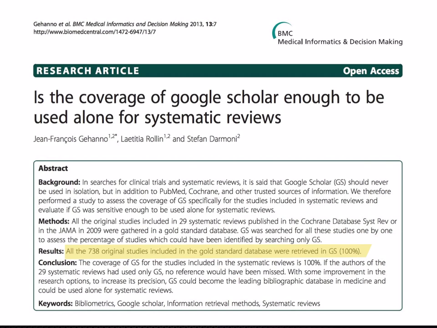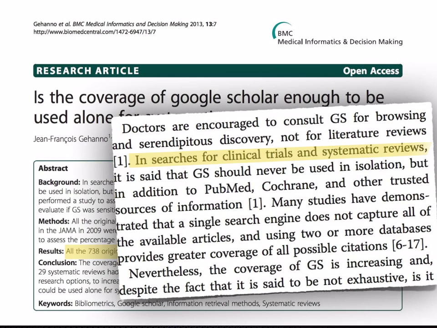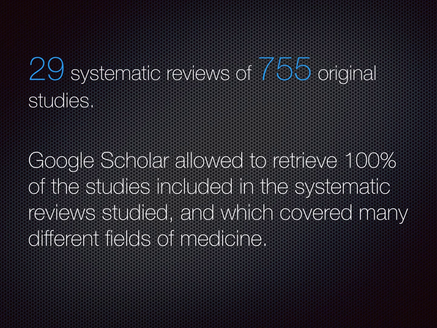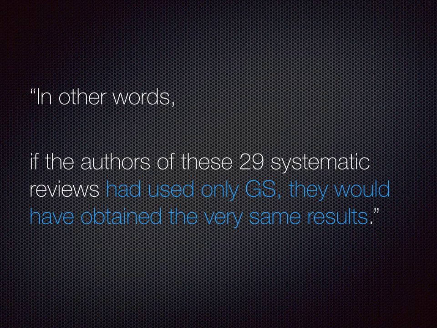You know, like I said, it's been taught that Google should not be used in isolation, and specifically Google Scholar should not be used in isolation. And this is one of the givens that they went in with, but their study really showed otherwise. 100% of the articles were retrieved. And that essentially means that if the authors of these 29 systematic reviews had used only Google Scholar, they would have obtained the very same results. I mean, that's great. That's great for people like me.